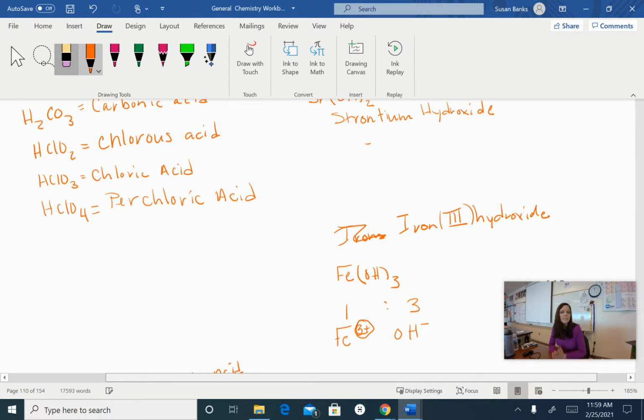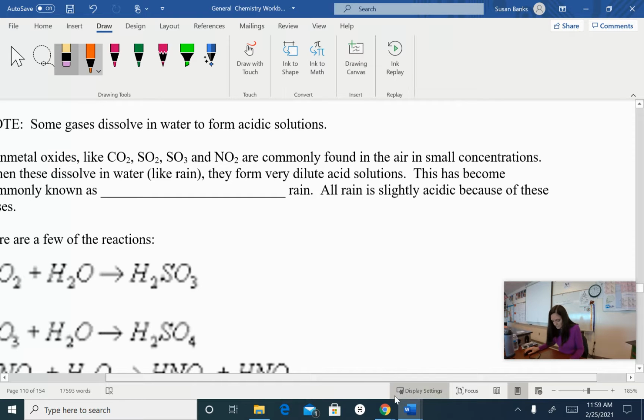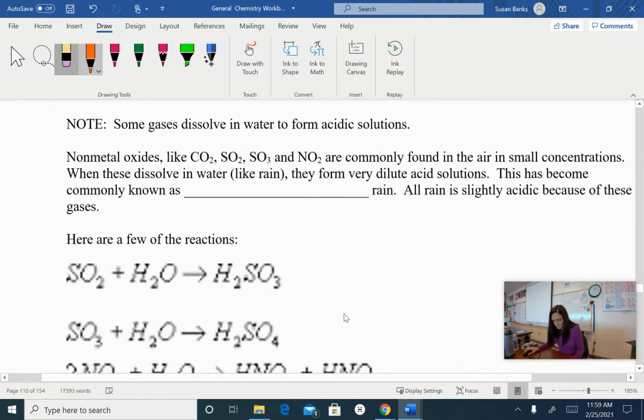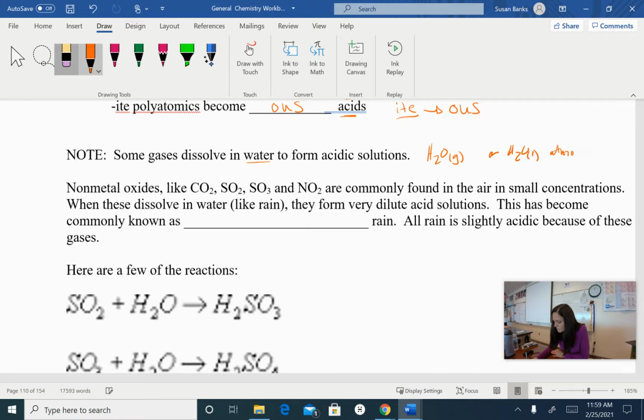Okay, now I just want to talk a little bit about acids and how they affect our environment. So let's go up to this really quickly. Note, some gases dissolve in water to form acidic solutions. A lot of times they are dissolving in water that is either gas or liquid in our atmosphere. All those clouds up in the sky will take these gases and dissolve them in the cloud.